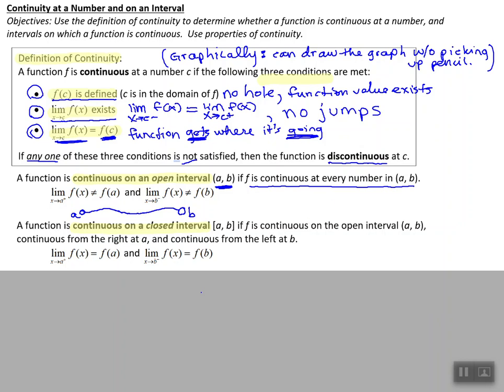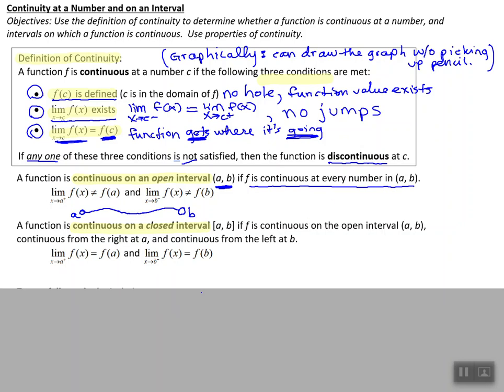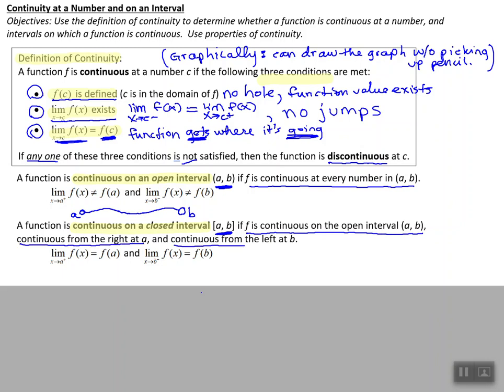Similarly, we can talk about how a function is continuous on a closed interval, meaning we're including the endpoints a and b, if the function is continuous on that open interval, but also continuous from the right at a and continuous from the left at b. So notice these were not equal to the function value. These are equal to the function value. So the difference in how continuous on a closed interval looks is that the function gets where it's going to at both of those endpoints of the interval, a and b.